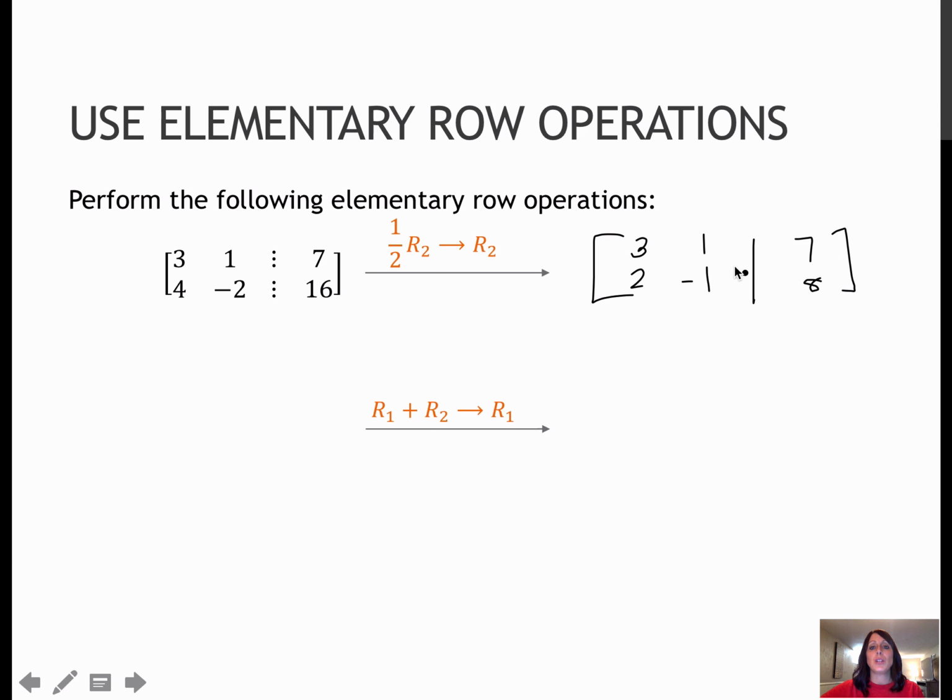Now I'm taking my new matrix, and I'm going to add R1 and R2, so I'm going to add my rows together, and I'm going to put those in R1. So 3 plus 2 is 5. Again, I'm putting that in R1. 1 plus -1 is 0, and 7 plus 8 is 15. R2, notice nothing happened to that, so it's still 2, -1, 8.